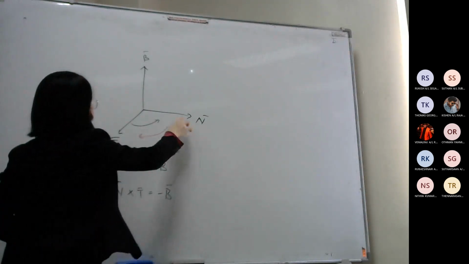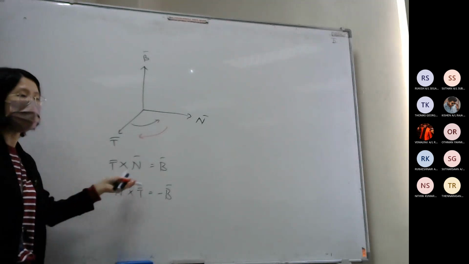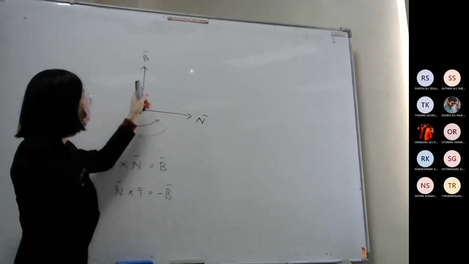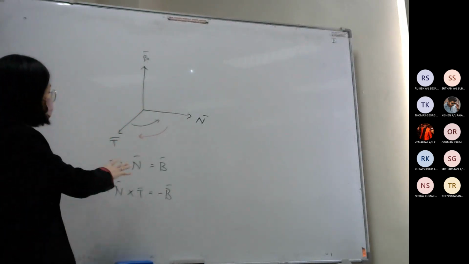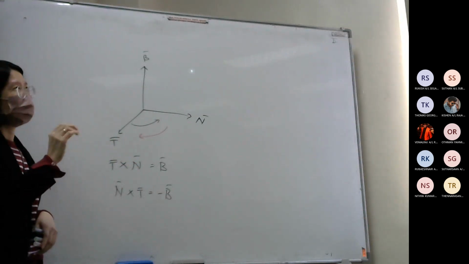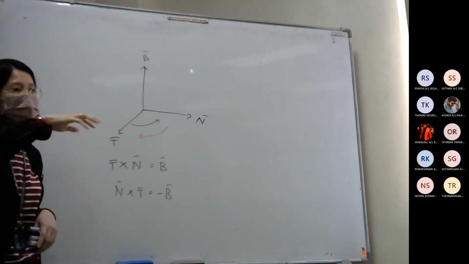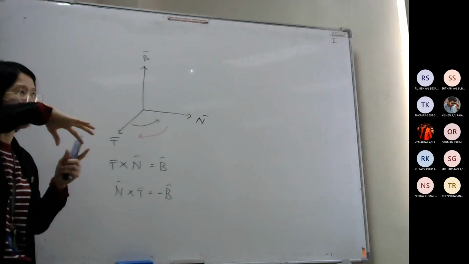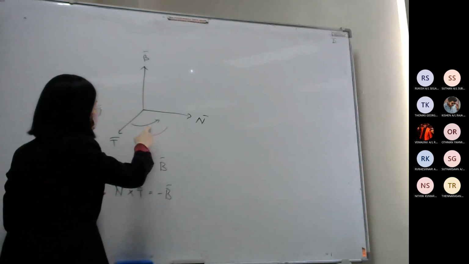So T cross N, you get a B. This is similar to how you tighten or loosen a screw, or tighten or loosen a cap. If you have a container and you want to loosen the cap of the container, you use the same way, just like this.